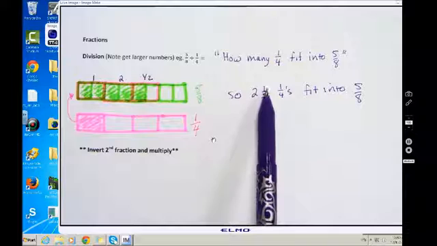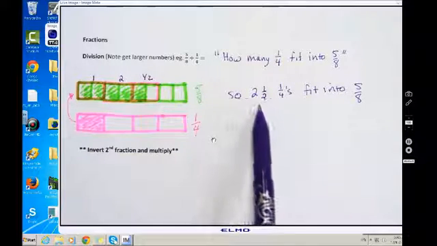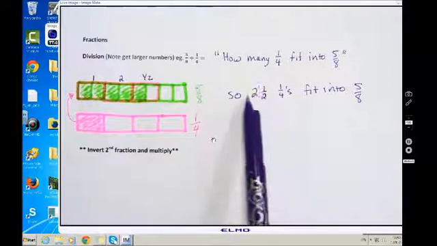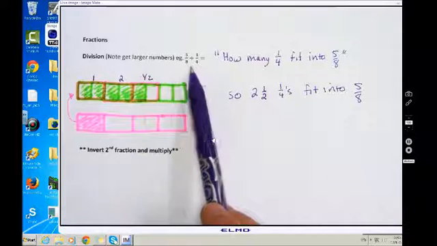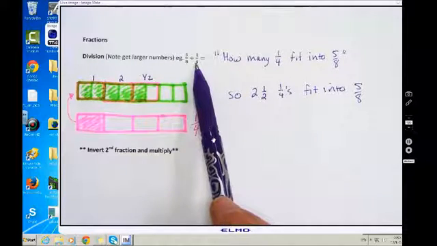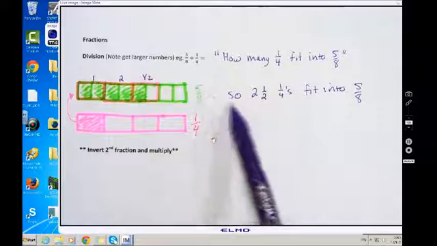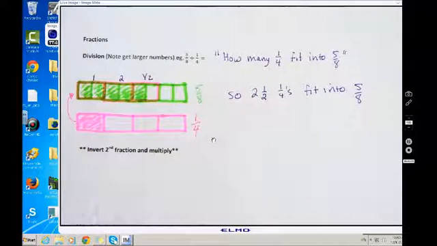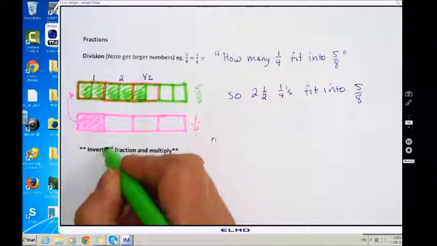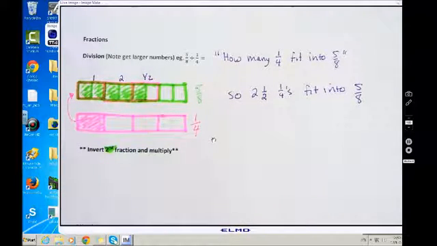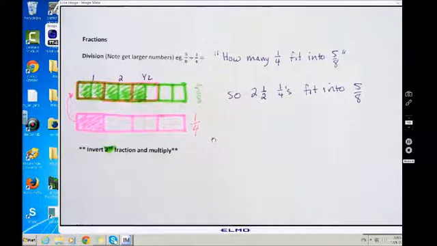But notice that my number is larger. This number is larger than what I started with, because a 1/4 is small, and then how many fit in there, and I ended up with a larger number. And that happens when you divide with fractions, you get a larger number. So the rule is invert the second fraction, and it has to be the second fraction, and then multiply. If you invert the first fraction, you will get the wrong answer.